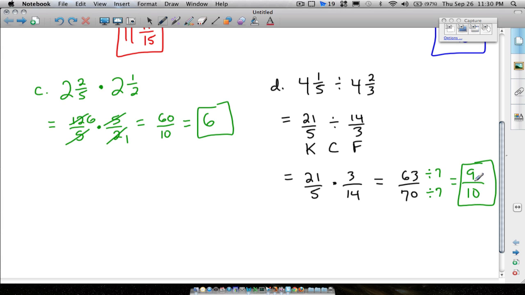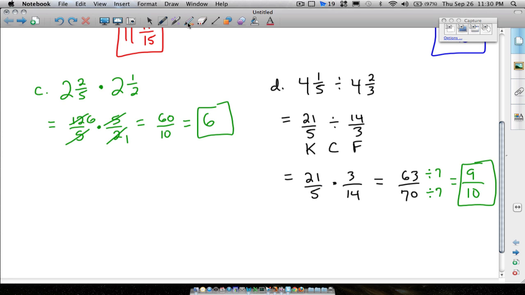Be careful with these problems. If this thing right here was improper, we would need to convert it back to a mixed number since that's how we started our problem off. But we're okay with this since it's already a normal fraction, or a proper fraction.